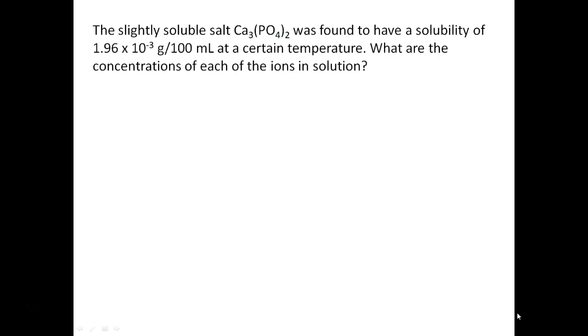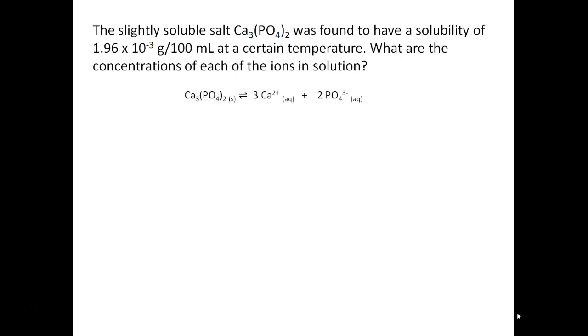Now, we can use this because it will allow us to determine the concentrations. So, for example, if I have a calcium phosphate and I'm told the solubility, and remember solubilities from the solubility curve are usually expressed in grams per 100 milliliters, we could turn it into a concentration. And then we could use our understanding of solubility equilibrium to determine the concentration of each of the ions.